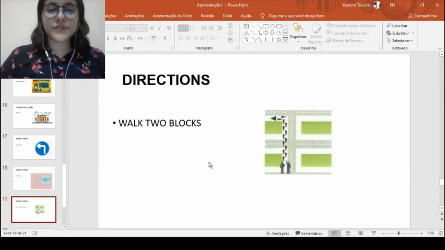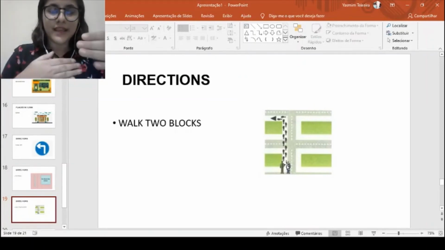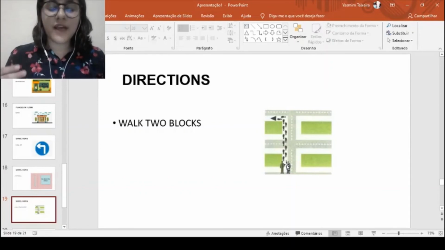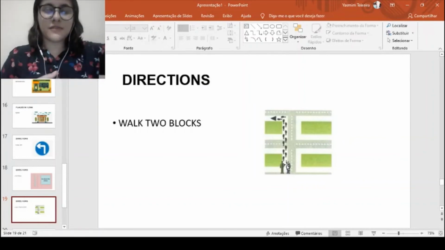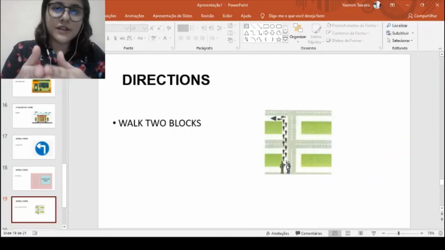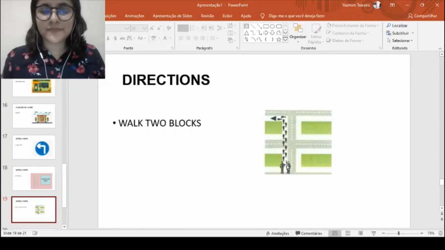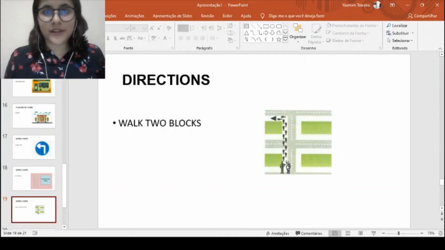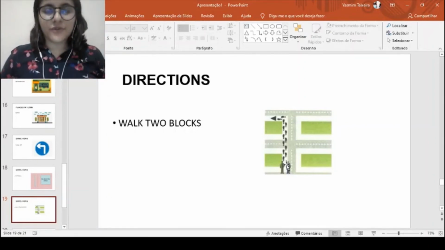Walk two blocks. Take a look at the picture. A block is a part of the street. For example, I live here in this block and my friend lives in the other block. So I should walk two blocks to go to my friend's house. Block é esquina em português. So let's repeat. Walk two blocks. Okay.